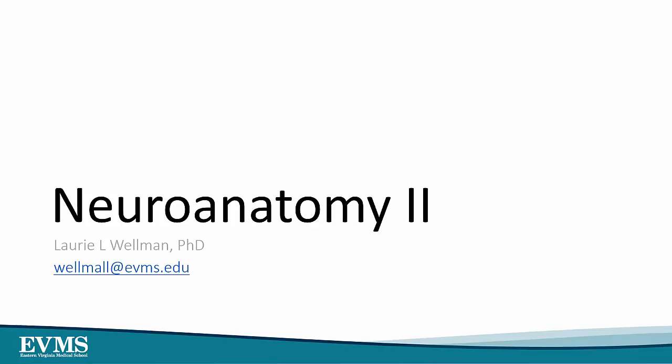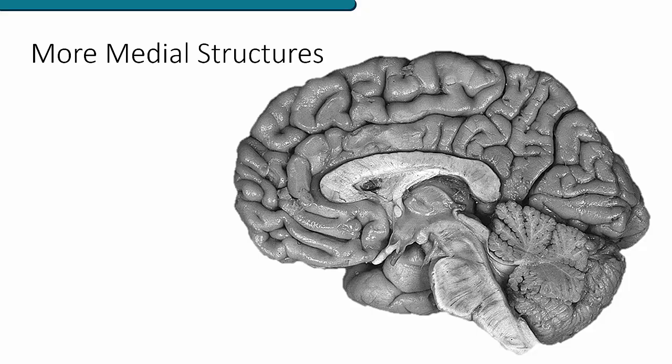Hi, I'm Dr. Laurie Wellman, and in this lecture, Neuroanatomy 2, we're going to build on the structures that we learned last week. Let's begin by looking at the medial side of the hemisected brain. Now, I want you to note that we're not quite on the midline here with the corpus callosum and some of the other structures. However, we can see we are very much in the midline based on the cortex.